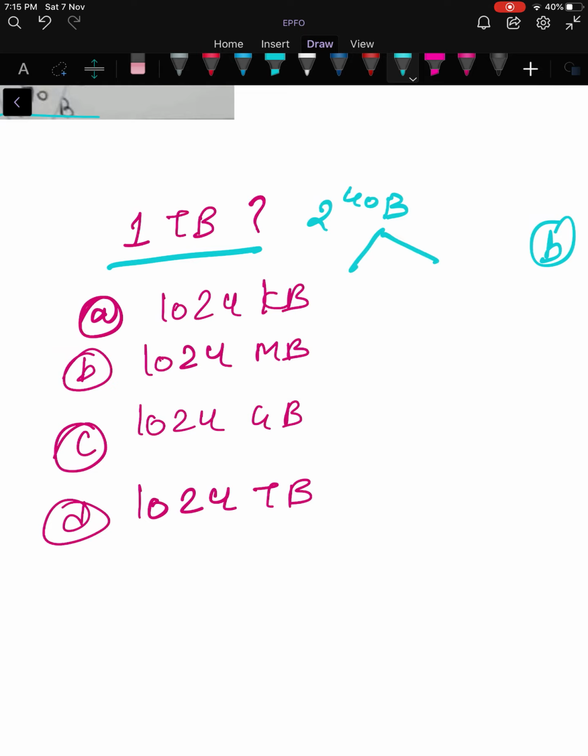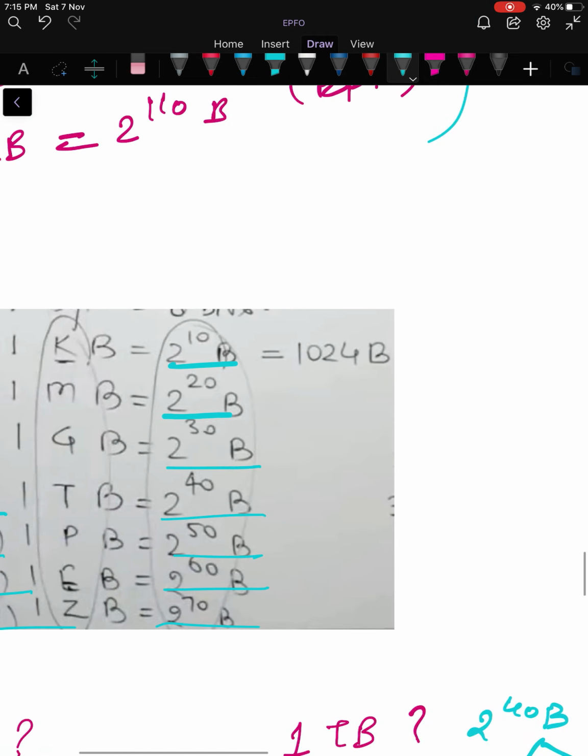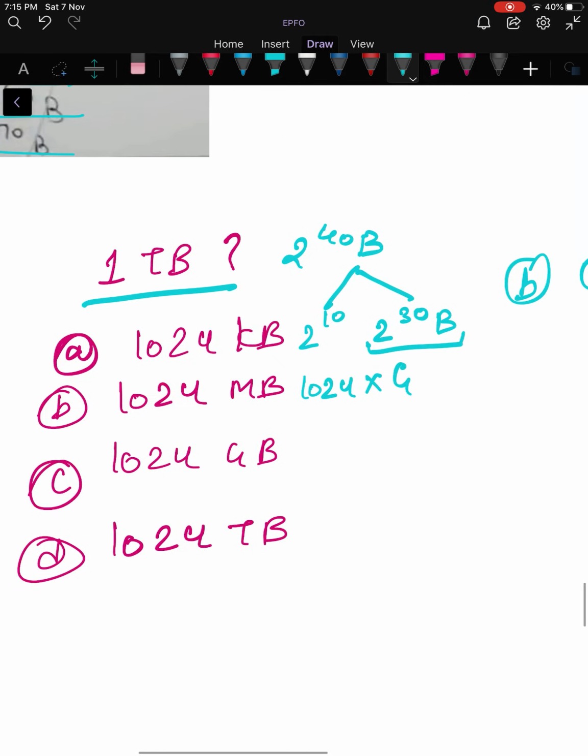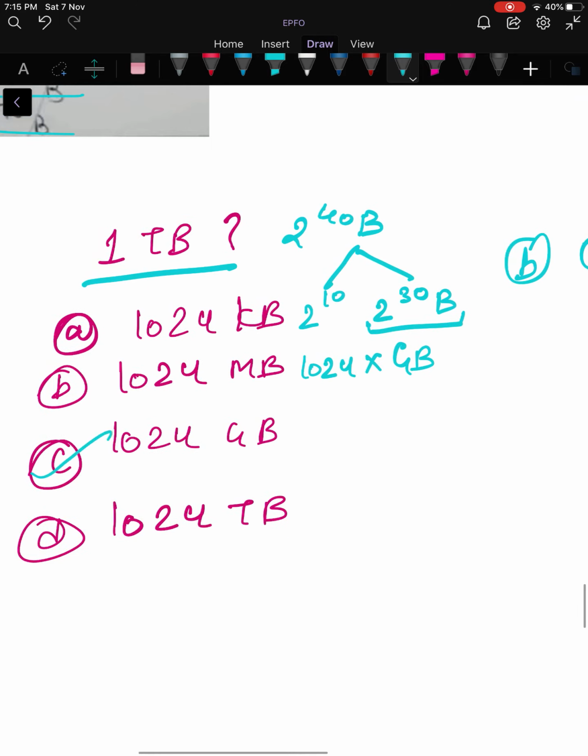So how can we write it? We can write it as 2 to the power 10 times 2 to the power 30 bytes. 2 to the power 10 can be written as 1024, and we know that 2 to the power 30 is a gigabyte. So 1024 gigabytes. So the answer will be C.